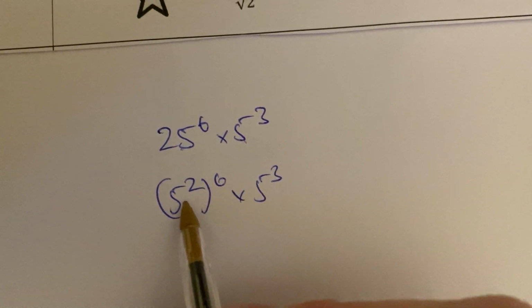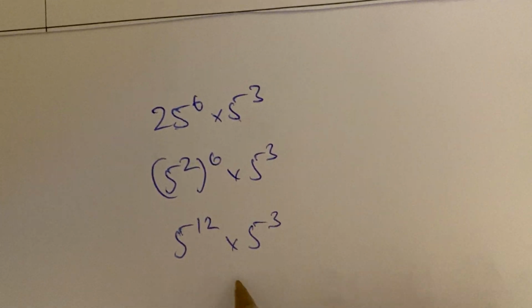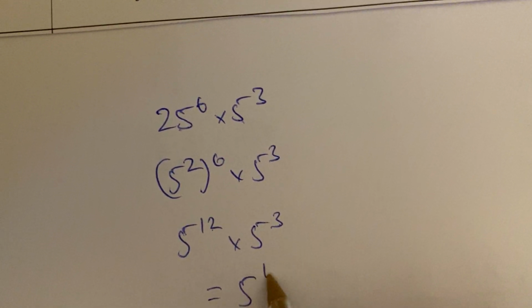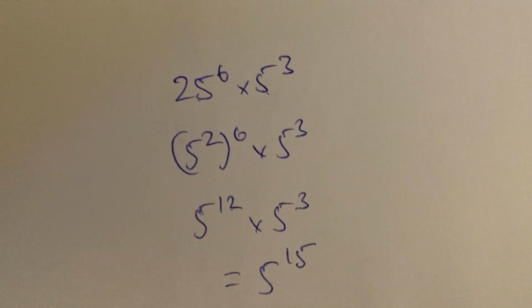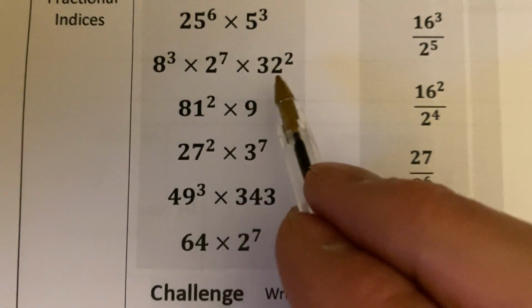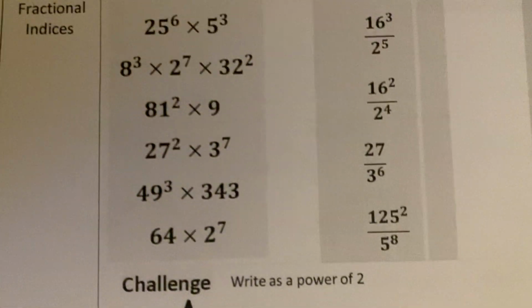That's 6 sets of 5 squared. So that's 5 to the 12 times 5 to the 3. And then you've got 12 sets here, plus those 3 makes 15 sets of 5. And then here you can see, well, 2 goes in there, 2 and 2. So 8 cubed times 2 to the 7 times 32 squared.